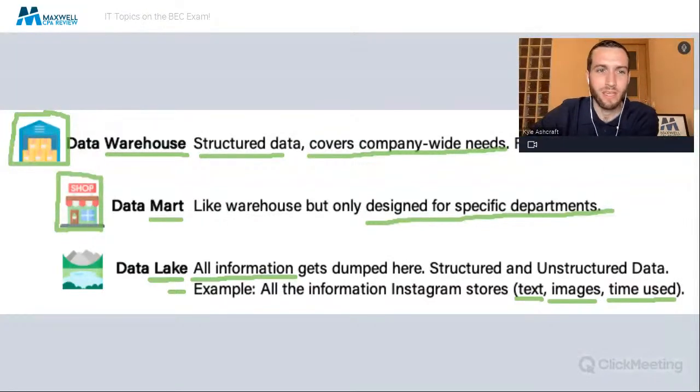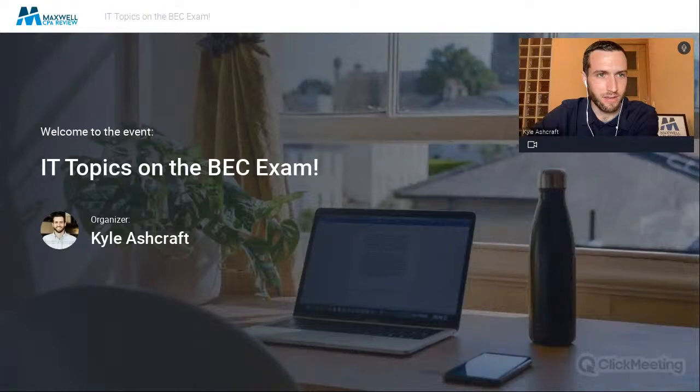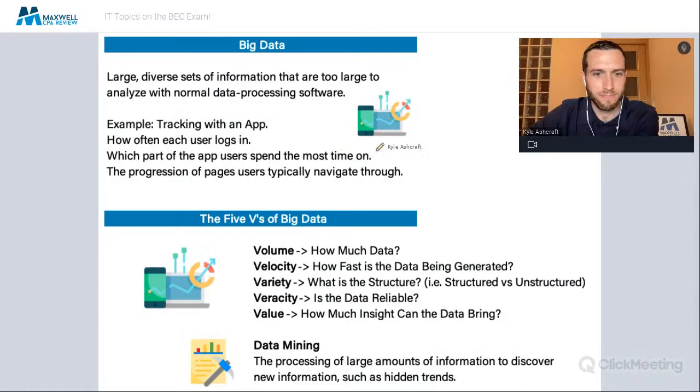So those are those three different terms: data warehouse, data mart, and data lake. All right. And with that, I wanted to talk about big data, talk about how you define it, talk about what are the different elements that you need to know about it for the BEC exam.